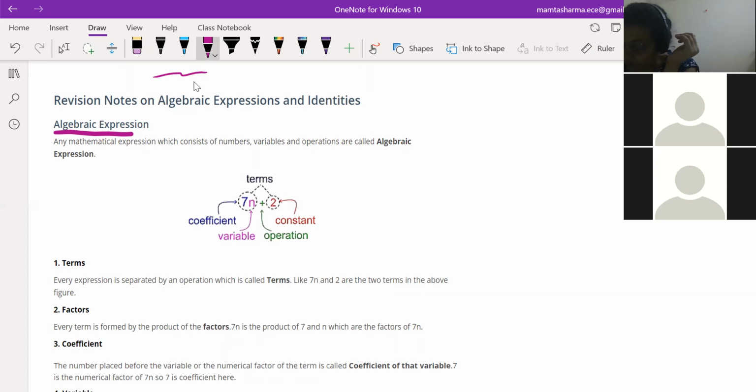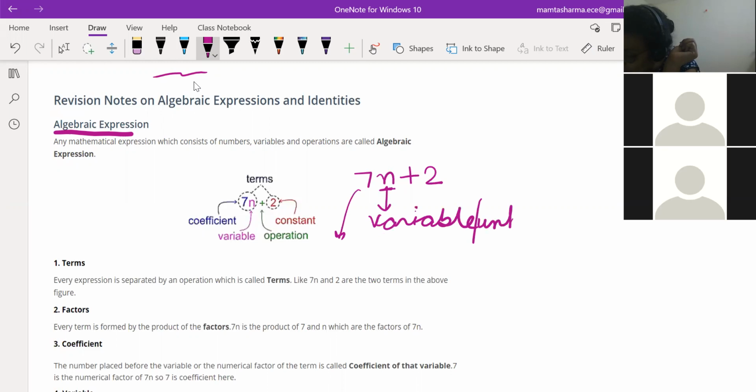Let's take an example. If I take the example of 7n plus 2, this n would be the variable. n is a variable because we don't know the value of n. n could be 1, 2, 3, 4, 5, minus 1, minus 2, minus 3, any number. So n is a variable which varies. A variable is an unknown quantity. We don't know the variable.